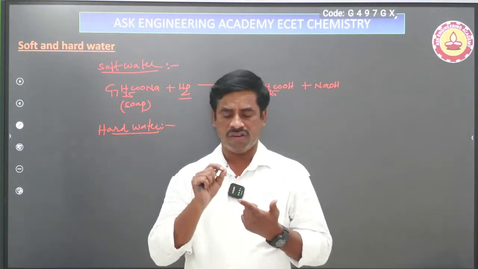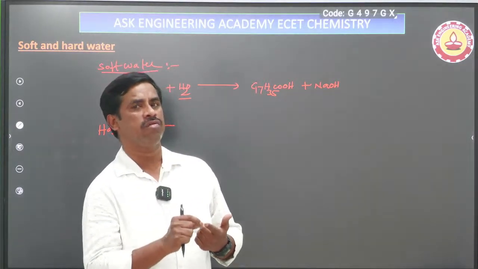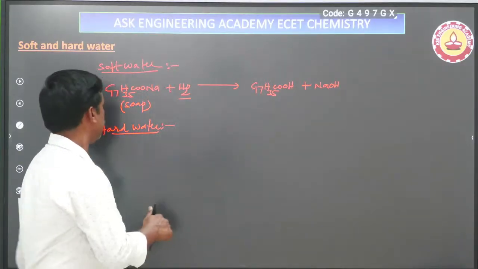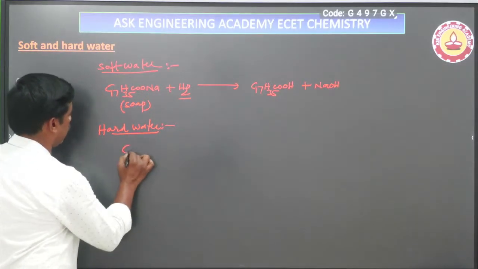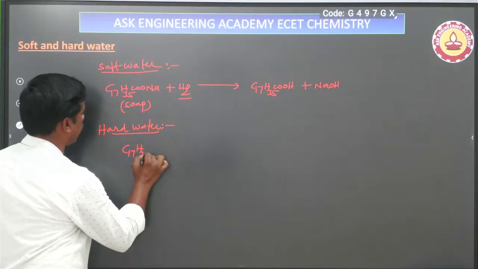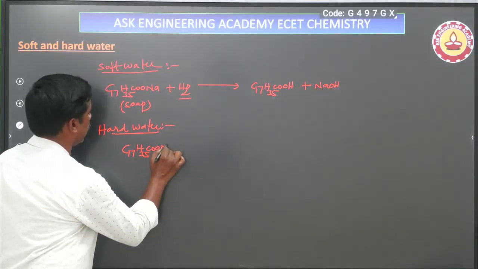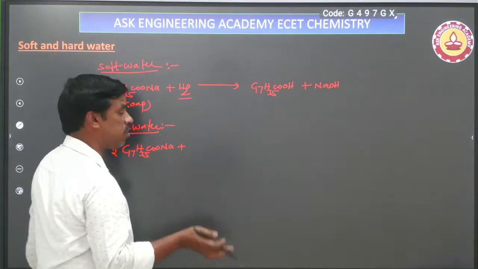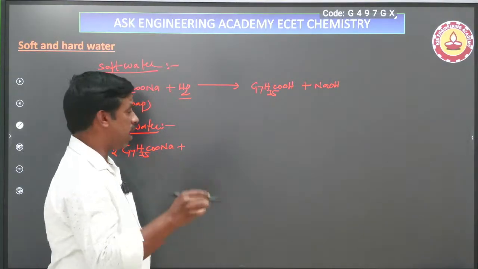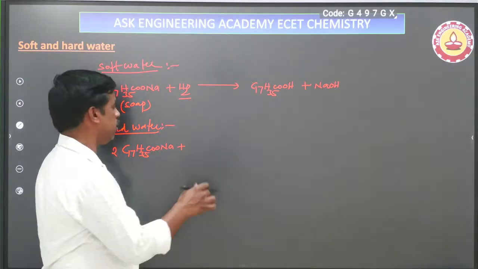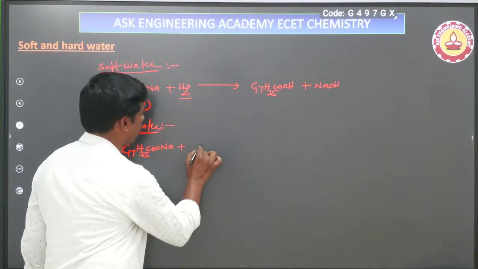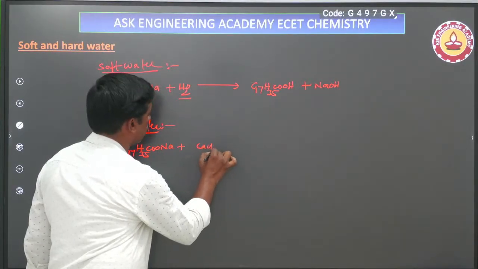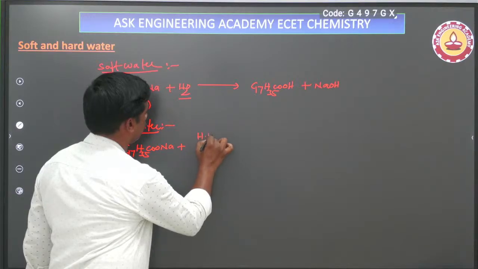The water which does not give much lather with soap easily and immediately is called hard water. Here, how do they react? C17H35COONa, 2 moles I am taking, which is going to react with dissolved calcium and magnesium salts or any other substances. For example, in that hard water, calcium chloride may be present.